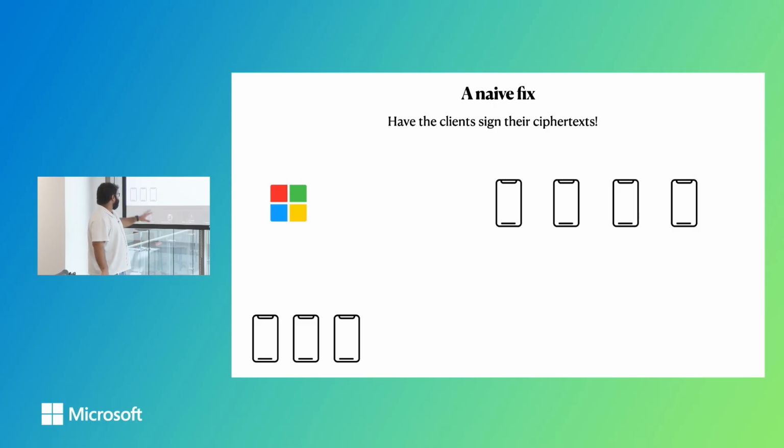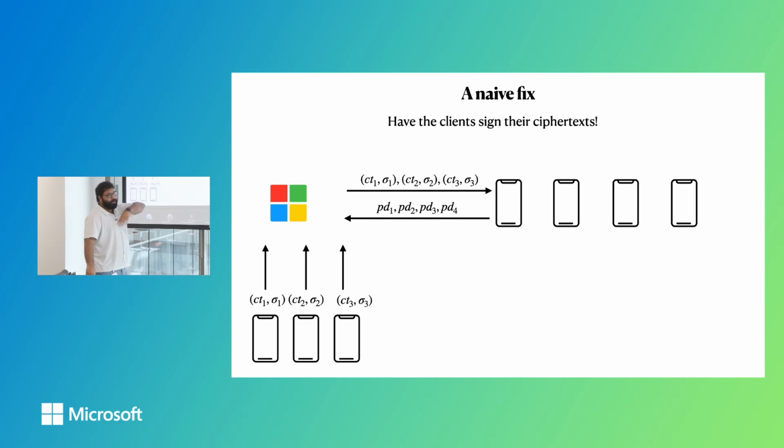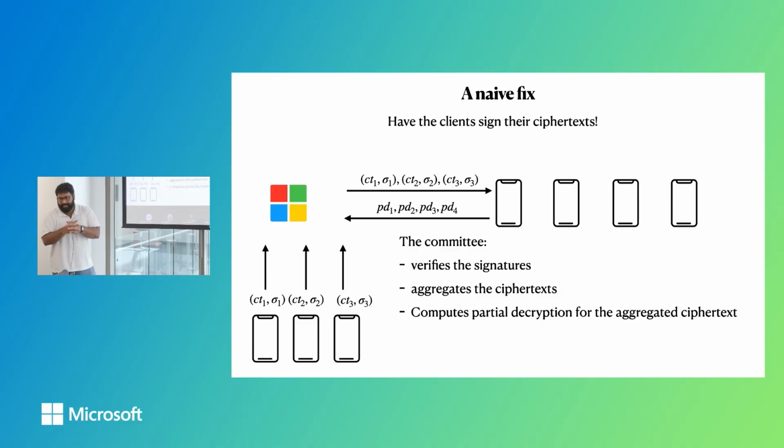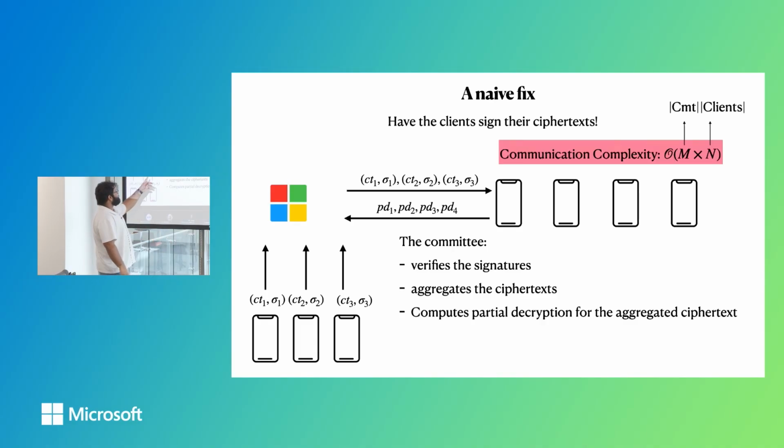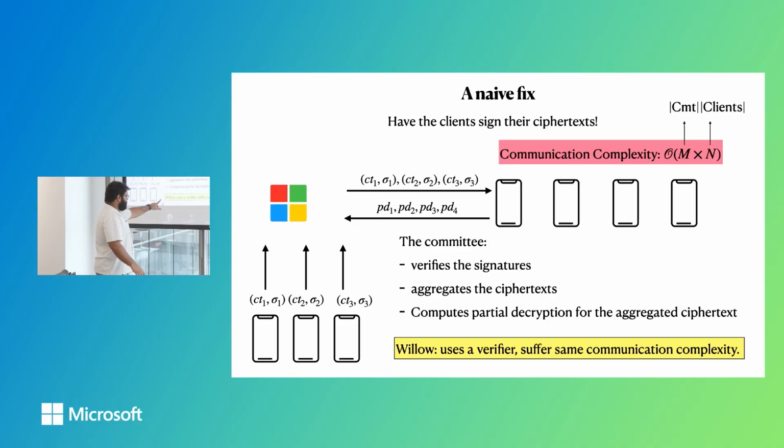So one naive fix might be to have the clients sign their ciphertexts. They send signatures along with the ciphertext. The server can then forward all of the ciphertexts and signatures to the committee, and the committee is going to verify the signatures, aggregate the ciphertexts, compute the partial decryption and send it back. But this is not good. Why? Because the communication complexity is going to blow up, right? For each committee member, I need to send so many signatures and ciphertexts. In fact, Willow suffers similar communication complexity when they use the verifier, because they need to send stuff to the verifier, and the verifier aggregates stuff and sends it back.